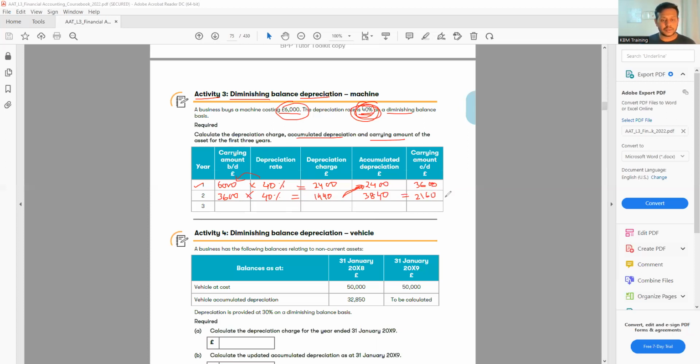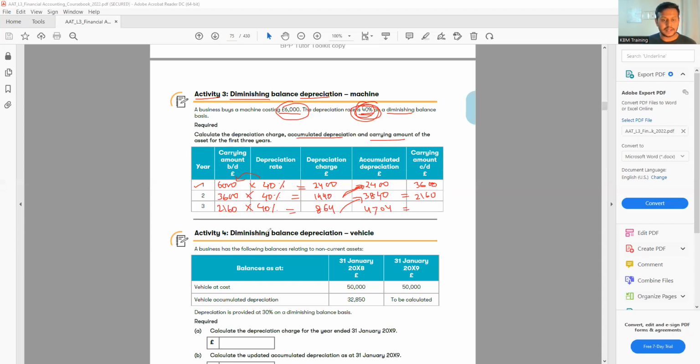And this 2,160 will be the opening balance for year number 3. Same thing, we do 40%. So 2,160 times 40% gives you 864. And this time, 864 plus 3,840 is my accumulated depreciation, the total depreciation. So we had 3,840 before, now for year number 3 we have 864. So 3,840 plus 864 gives us 4,704.